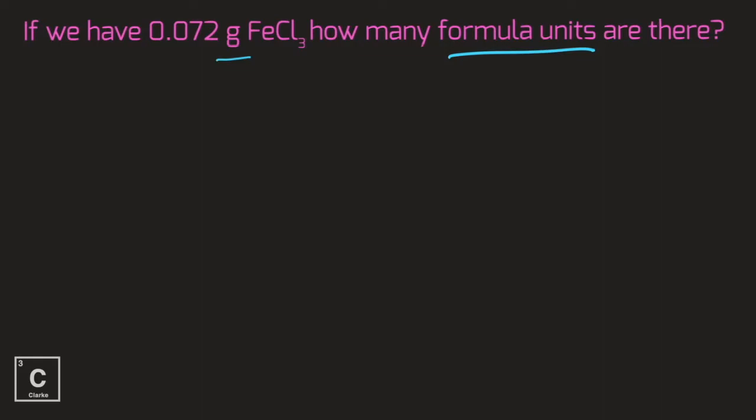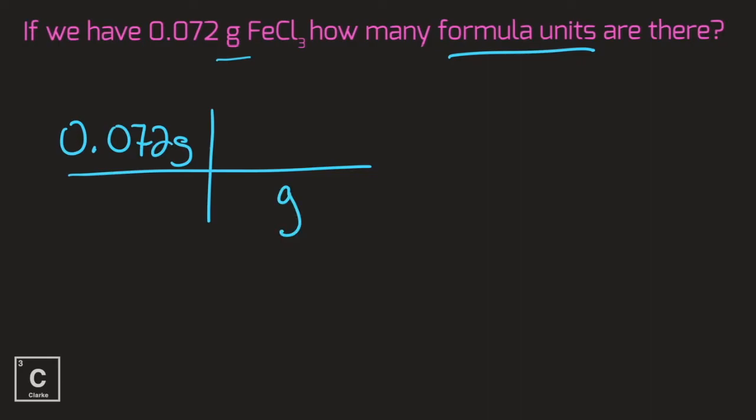Hopefully you have those written down because I'm not going to continue writing them down. We're going to start with our given, 0.072 grams. I'm going to write my cross and bring my unit down. Grams, that's molar mass, the mass of 1 mole. If we were solving for mole, we would be done, but we're solving for formula units, so we need another step.